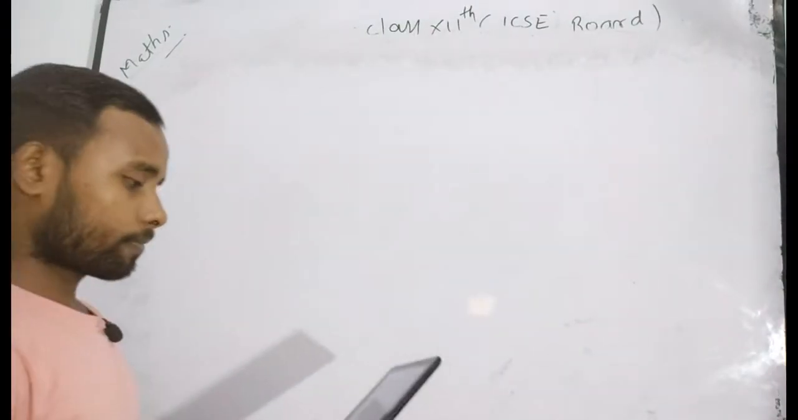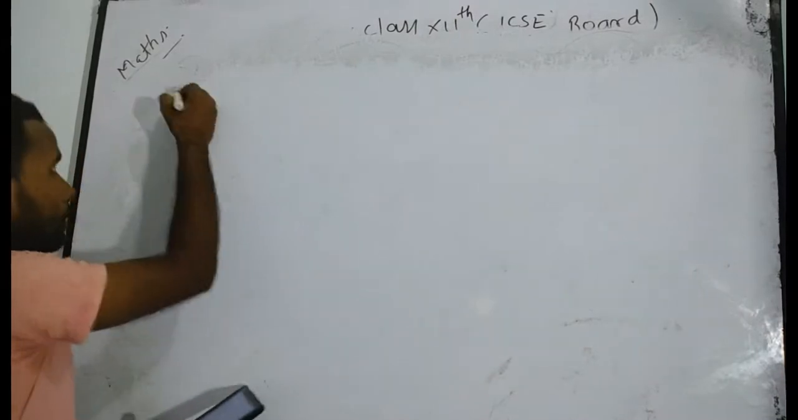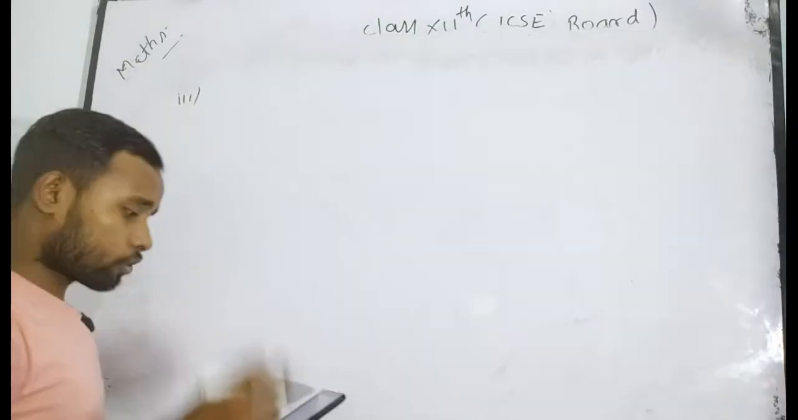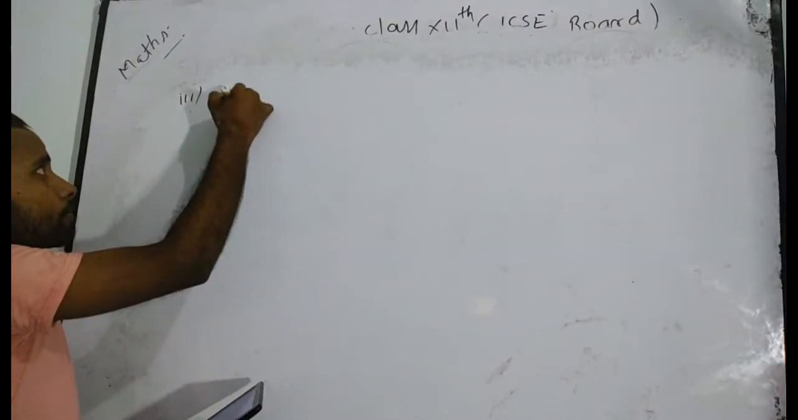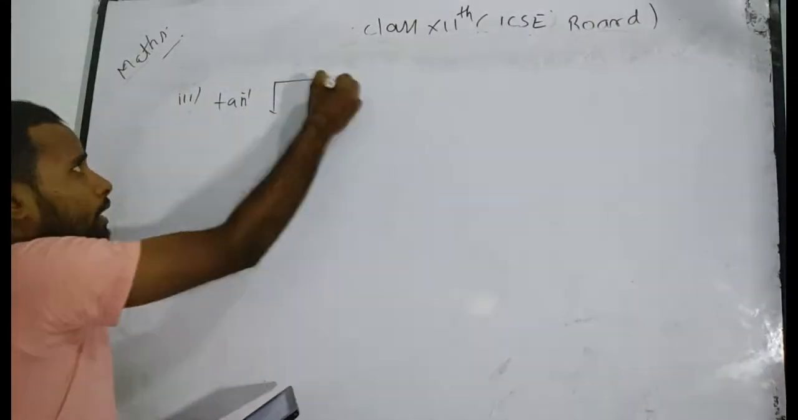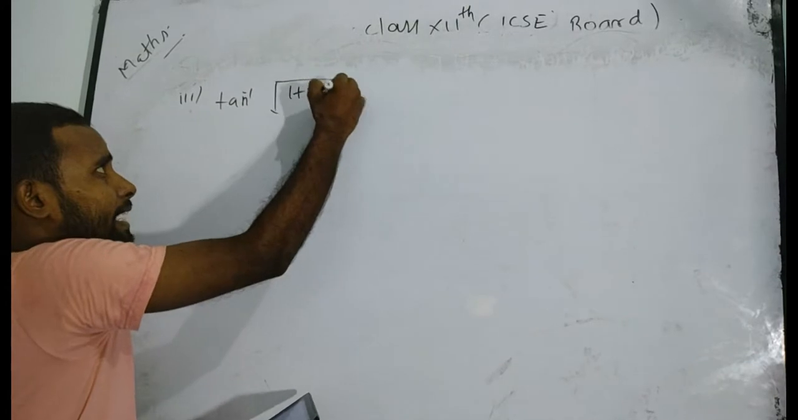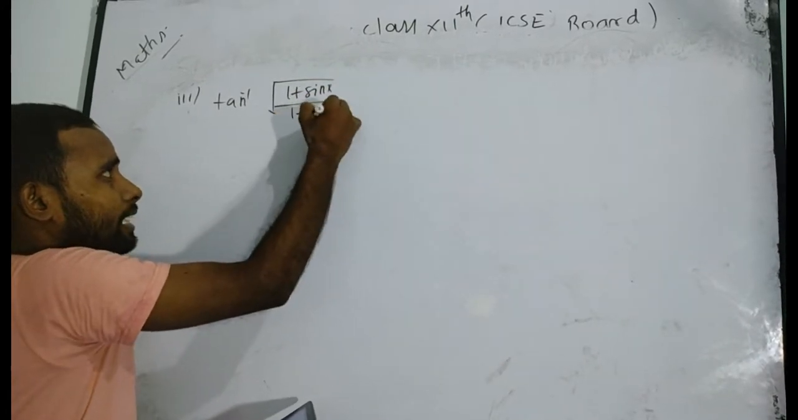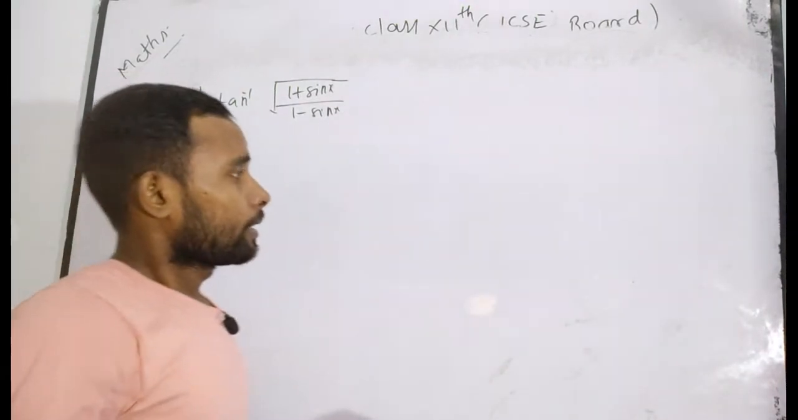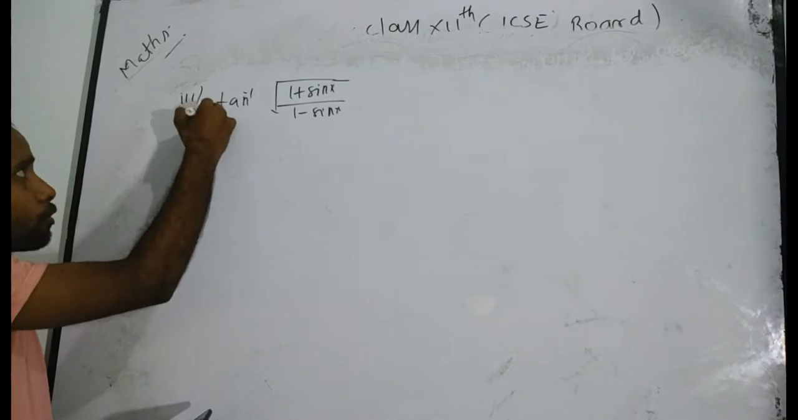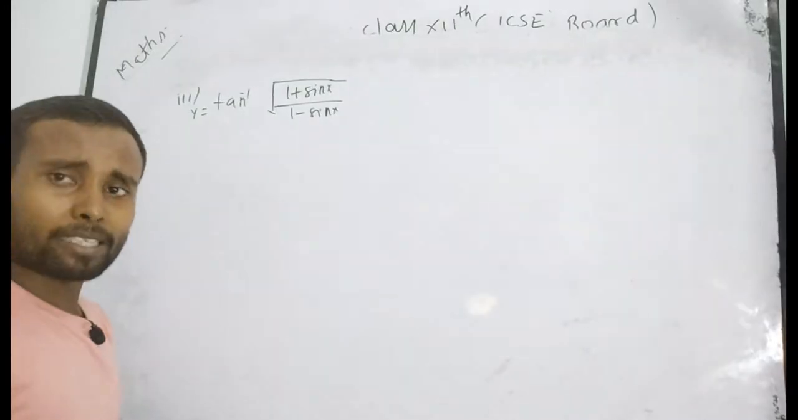See here, third question: tan inverse root under (1 plus sin x) divided by (1 minus sin x), and you have to differentiate this function. First of all, you have to simplify this function. Suppose that y is equal to tan inverse root under (1 plus sin x) divided by (1 minus sin x).